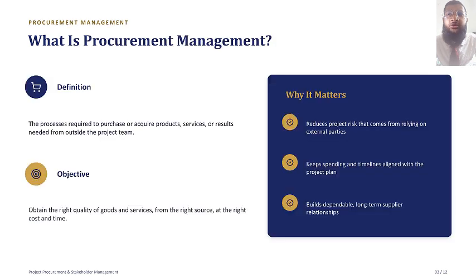What is procurement management? Procurement management is the process of purchasing or acquiring products, services or results a project needs from outside the project team. Its objective is to obtain the right quality of goods and services from the right source at the right cost and time. This matters because it reduces project risk, keeps spending and timelines on track, and builds dependable supplier relationships.